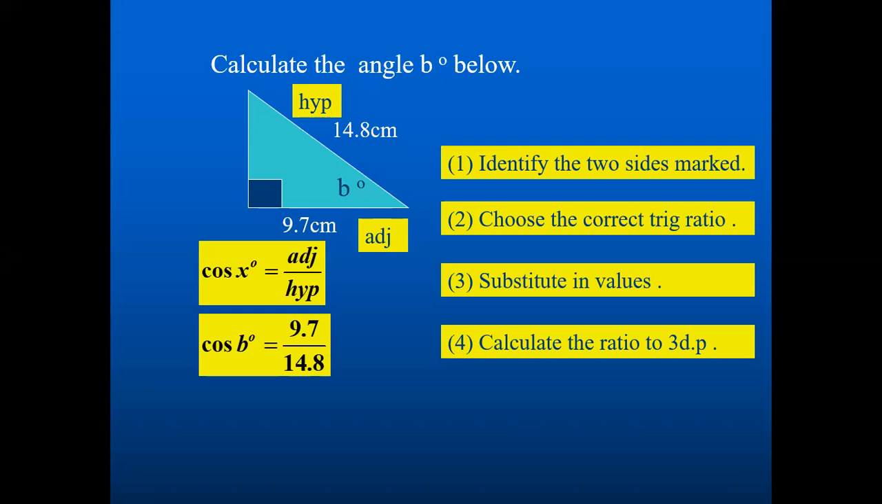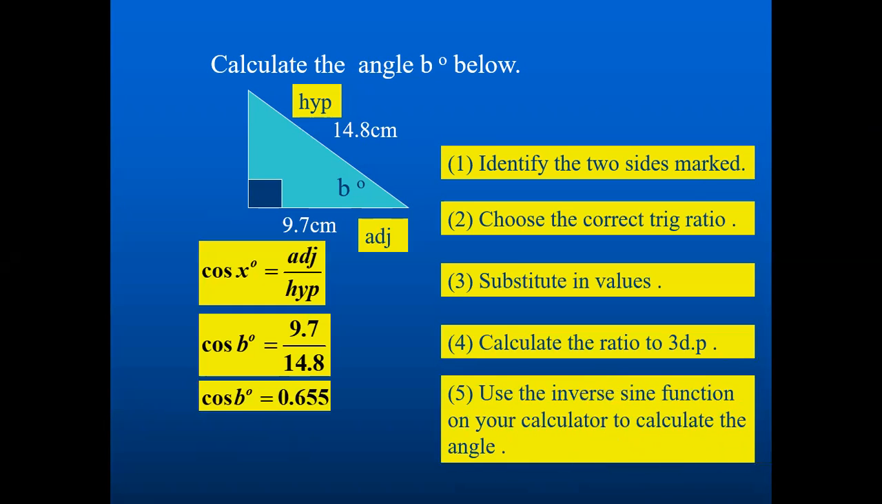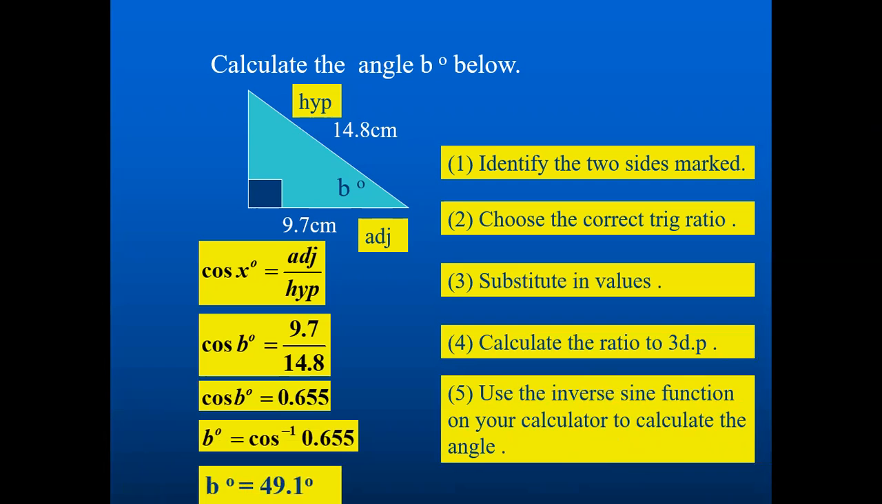We calculate to three decimal places. We use the sine inverse function. Cos inverse of 0.655, yes. Then we get 49.1 degrees. So the first thing we do is identify the sides, right? We choose the correct ratio. We substitute in the values. We calculate the ratio to 3 decimal places. Then we use the inverse function on our calculator to find the angle. We cool? Yes, sir.